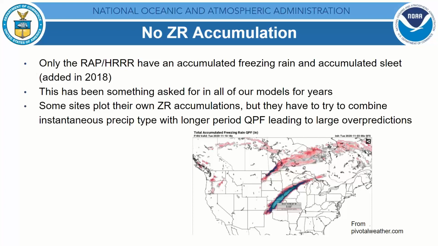Now, there are some model sites, like shown here, that plot their own freezing rain accumulations, but what they're trying to do is combine the instantaneous precipitation type with a longer period liquid precipitation, which leads to large overprediction. Think about it. If you've got freezing rain from 7 to 10 a.m. in the model and then rain, but you're using a rainfall 6-hour forecast going from 7 a.m. to 1 p.m., that's going to end up overdoing the amount of icing over the area. So from a qualitative sense, it's showing you where the maximum ice is located. That's good, but the actual amounts might be a little bit overdone.